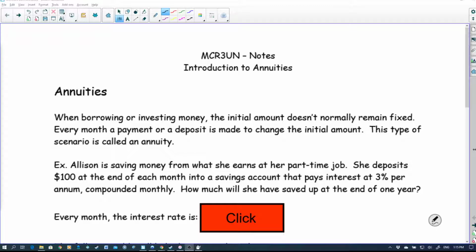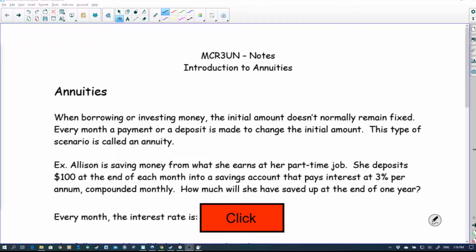An annuity is when you're borrowing or investing money, usually investing money, and the initial amount doesn't remain fixed. In the previous lessons on compound interest, we were talking about putting in a fixed amount of money, like depositing $1,000 in the bank and then walking away for 30 years, not touching that $1,000 and just letting it accumulate interest. But that's not usually the way that people will invest money.